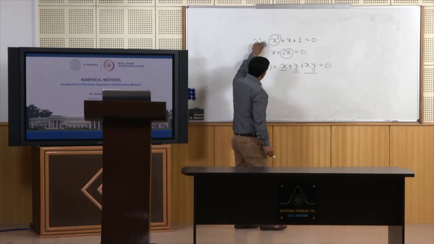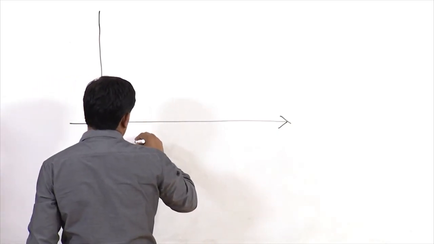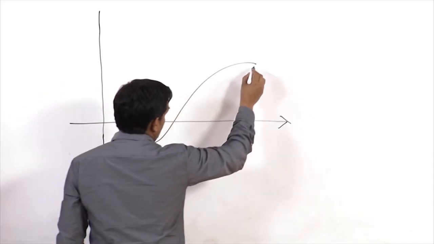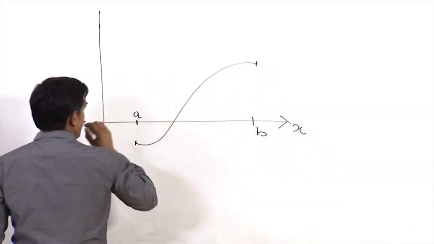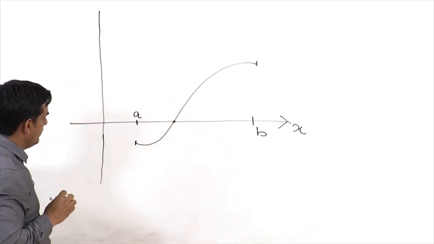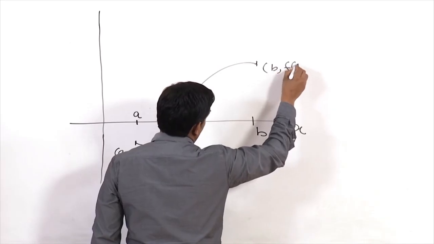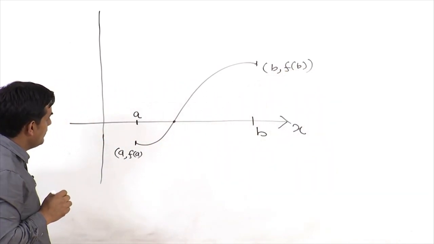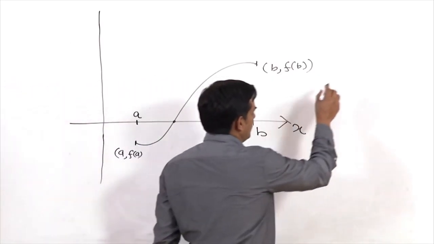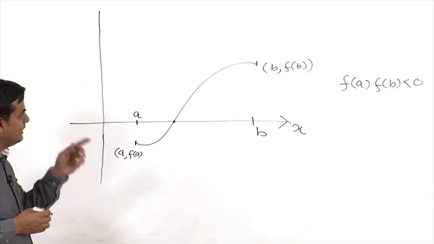Let me explain here. Suppose we have a function like this. This is the point a, this is point b. As you can see, this function has a root at this particular point. This point is (a, f(a)) and this point is (b, f(b)). You can see f(a) is a negative value while f(b) is a positive value. So it means f(a) times f(b) is negative, which means there is a root between a and b.